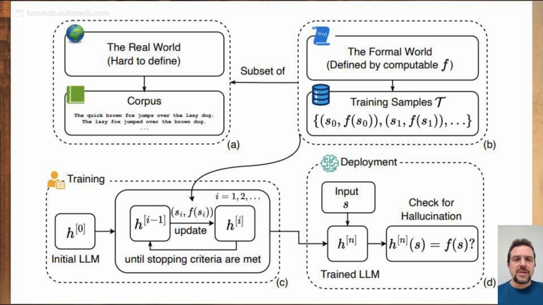The real-world corpus contains the formal world defined by a computable ground truth function. LLMs are trained iteratively on samples until stopping criteria are met, then deployed to produce outputs for unseen inputs. Hallucination is measured by comparing the LLM's answers with ground truth values. This framework captures the essential dynamics of real-world LLM training and deployment.